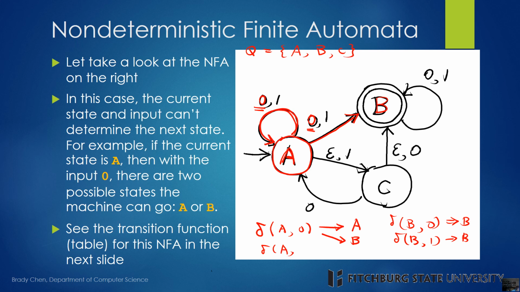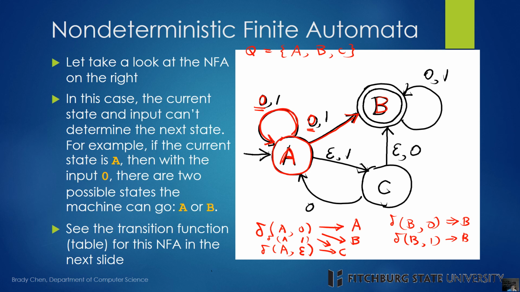Now also we find out if the current state is A, then without any actual input value, it may actually go to C. Or with the input value 1, it can also go to C. So everything's possible. The possible next state or states are determined by the diagram. And this diagram is more flexible than the deterministic finite automata, right?